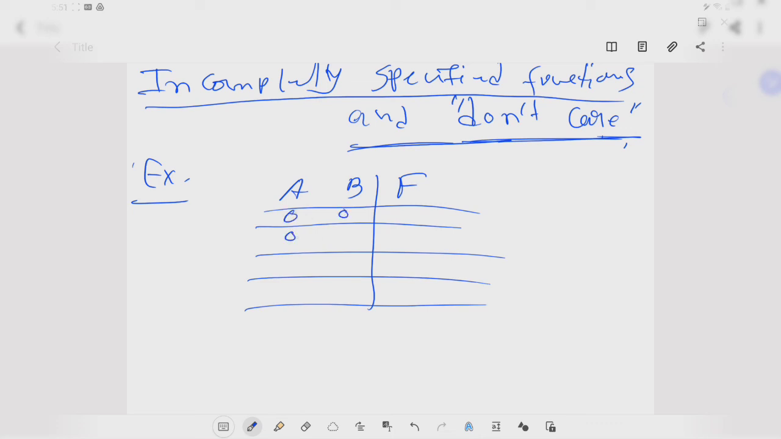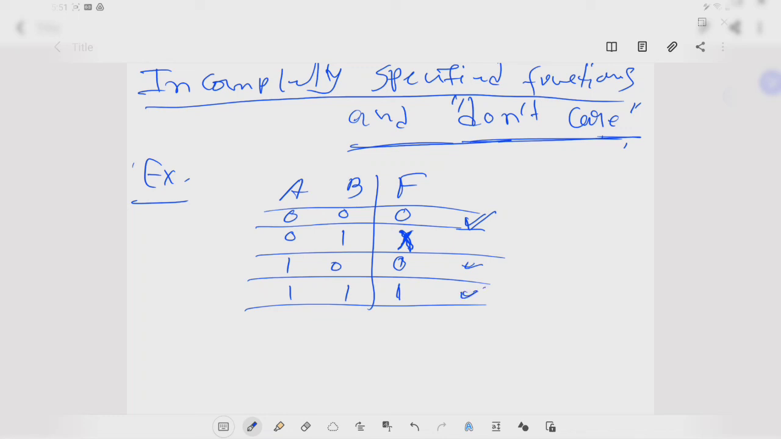Zero, zero, zero, 1, 1, 0, 1, 1. So the function that we have is 0, don't care, 0, 1. For the first row it is 0, for the second row it is don't care. We always mark a don't care using this cross symbol. For the third row it is 0, for the fourth row it is 1.